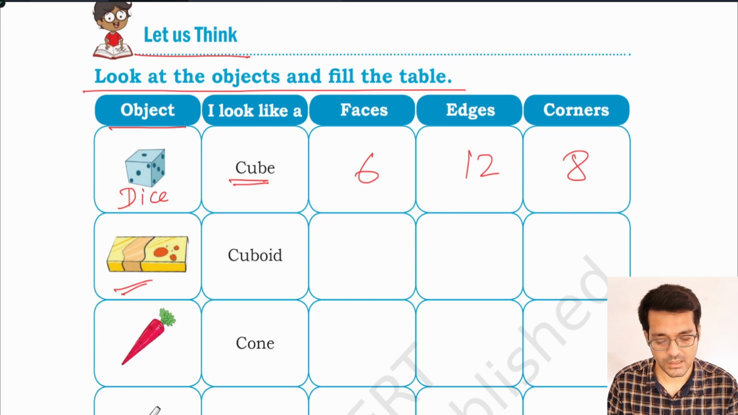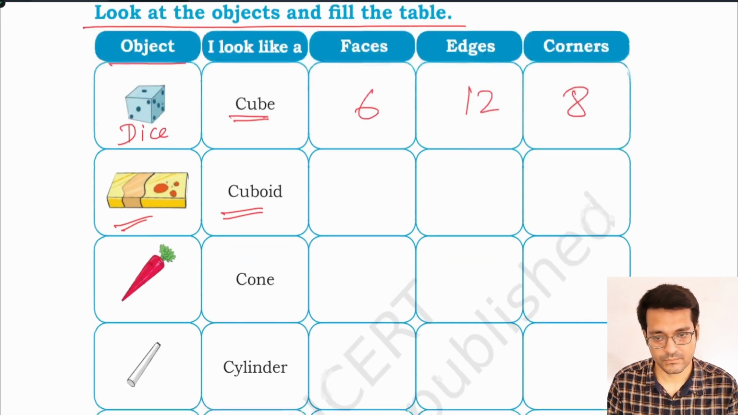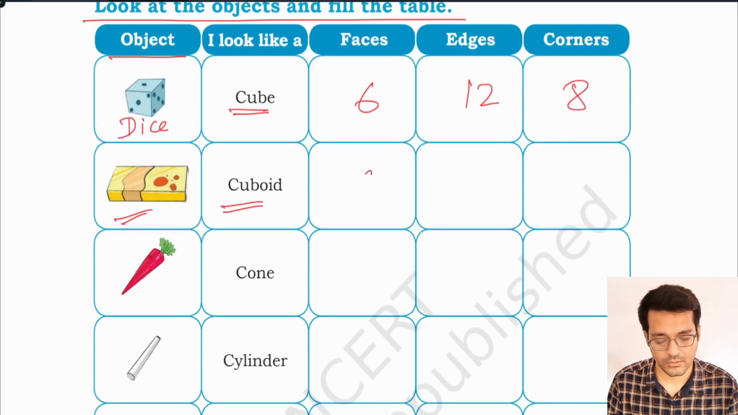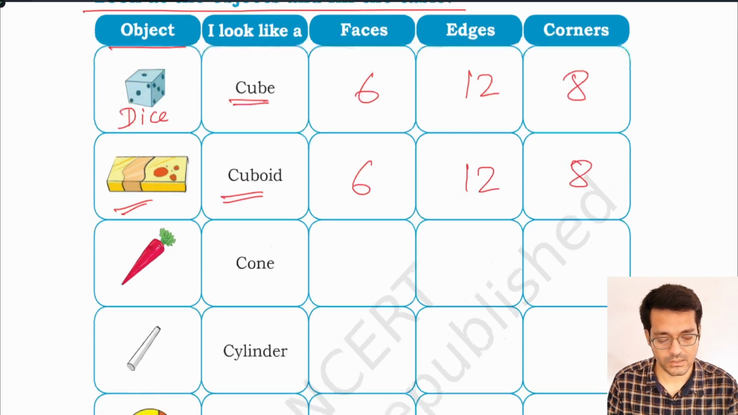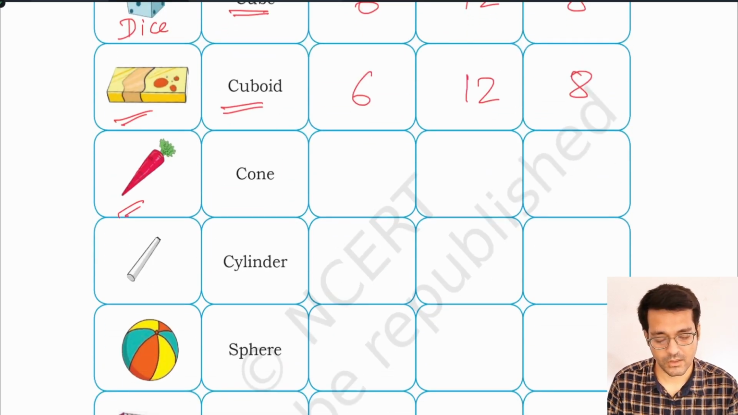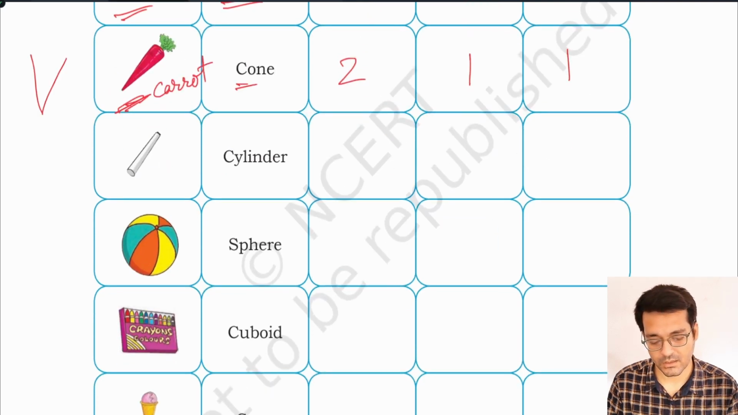Similarly, this cake is of cuboid shape. So 6 faces, 12 edges and 8 corners. This carrot is of cone shape. So 2 faces, 1 edge and 1 corner. We have seen that a cone has 2 faces, 1 edge and 1 corner.